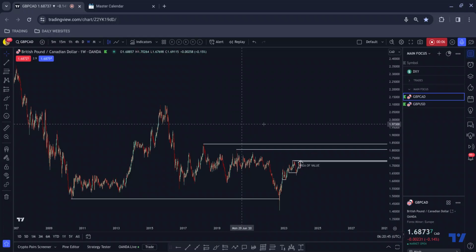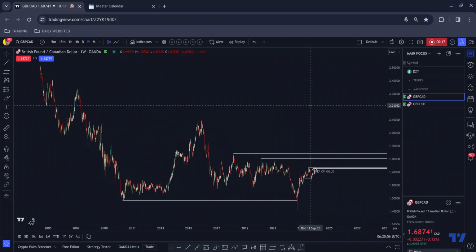So today I have two pairs on watch and those are pound CAD and pound dollar. And my favorite of the bunch is pound CAD, so I'm going to break that one down for you now and then move on to pound dollar.